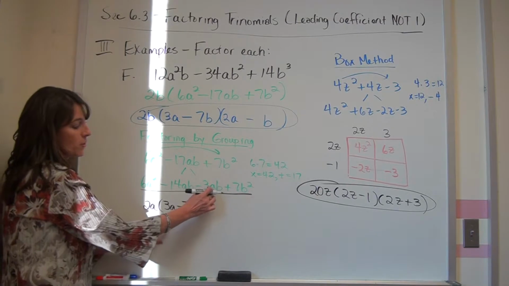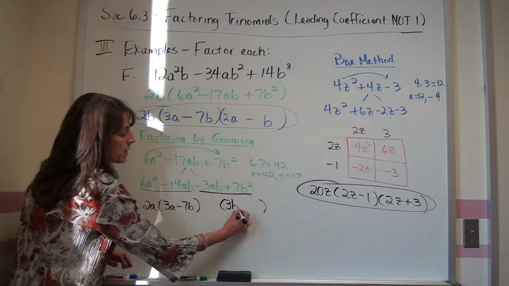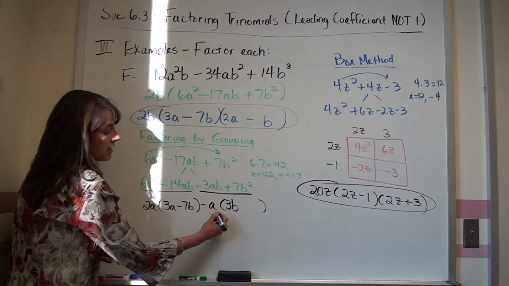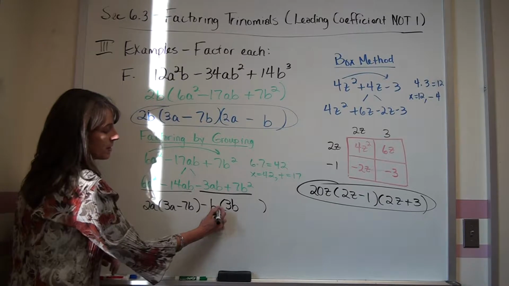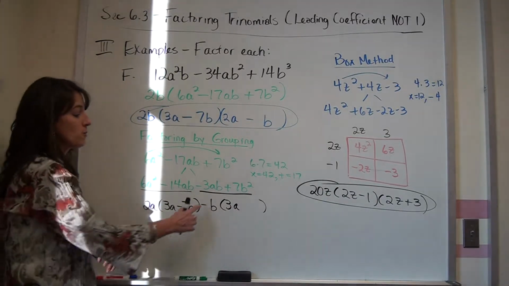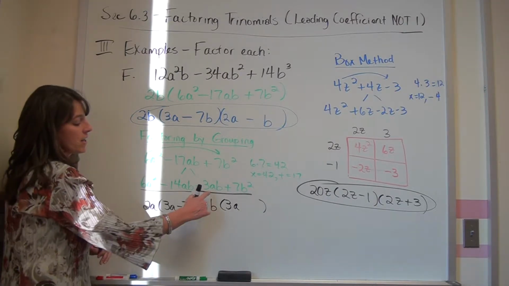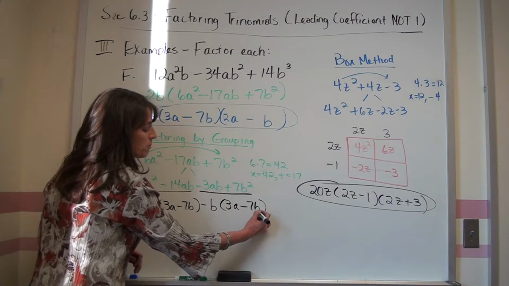And notice that because I want this to be a positive 3b, because I want these parentheses to be identical, that means I'm going to divide out a negative a out of both. I'm sorry, negative b. Whew, getting kind of tired now. There we go. I want it to be a 3a, so I'm going to divide a negative b out of there. Divide a negative b out of here, I'm left with 3a. Divide a negative b out of here, I'm left with a negative 7b.